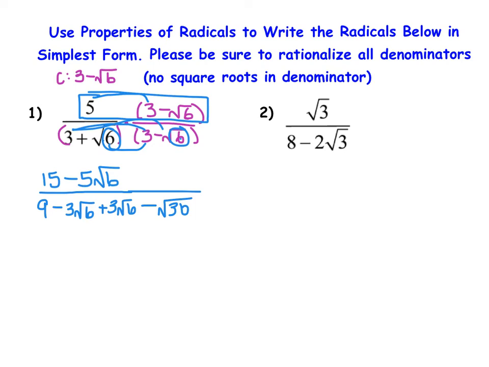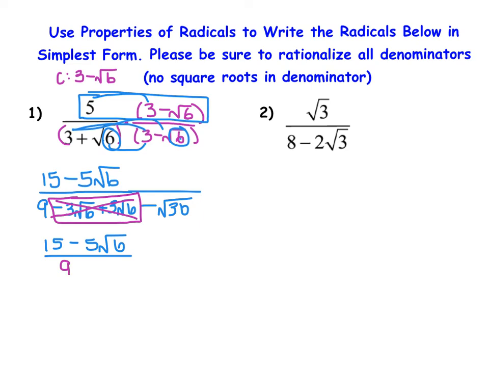So now if I start to simplify things, my numerator stays the same. It stays 15 minus 5 square roots of 6. That doesn't simplify anymore. But what I notice down in my denominator is that I have negative 3 square roots of 6 and positive 3 square roots of 6. Well, those add together to be 0. So those are now essentially gone because they canceled out.